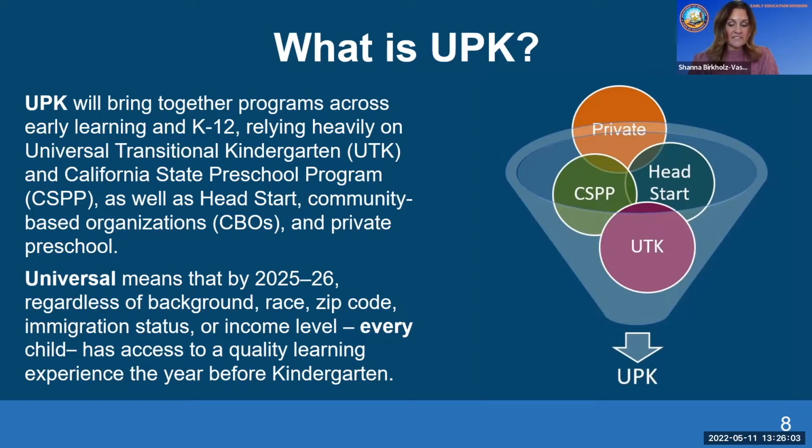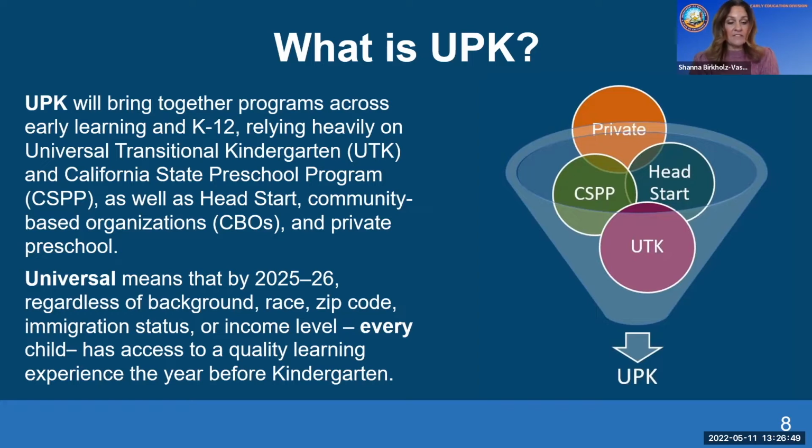UPK is a mixed delivery system that will bring together programs across early learning and K-12. And while it relies heavily on UTK, it also includes the California State Preschool Program, CSPP, which the CDE operates, along with other pre-kindergarten programs serving 3- and 4-year-old children, including the federal Head Start program, and subsidized programs that operate a preschool learning experience and are operated by community-based organizations, or CBOs, including family childcare and private preschool. Part of UPK is also the Expanded Learning Opportunities Program that helps to provide a full day program aligned with the needs of parents.